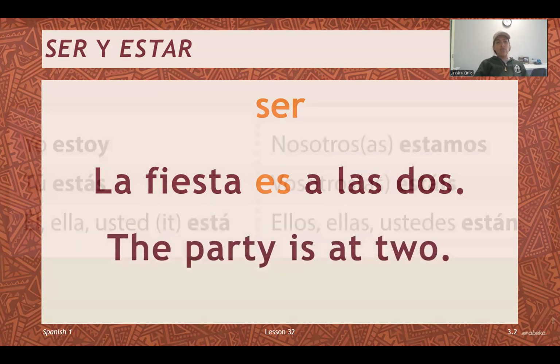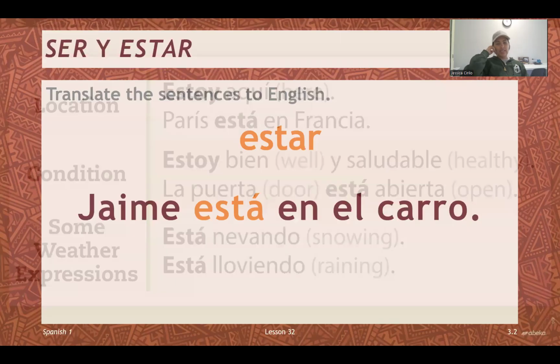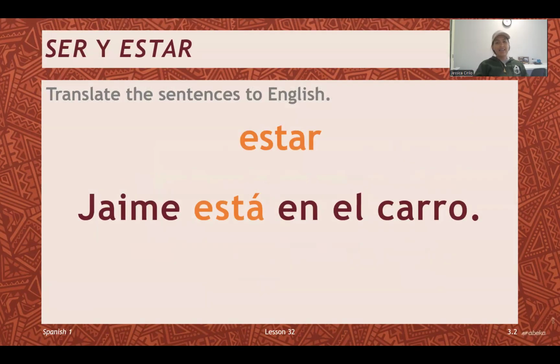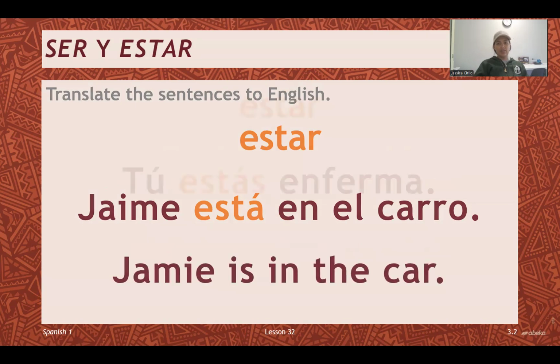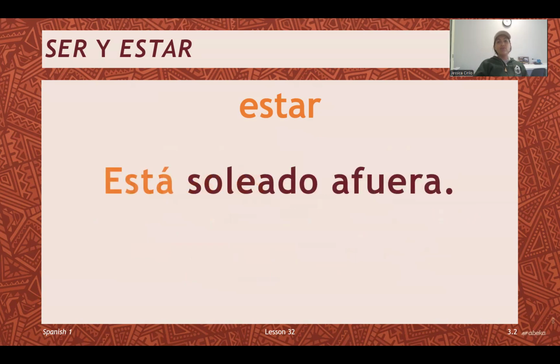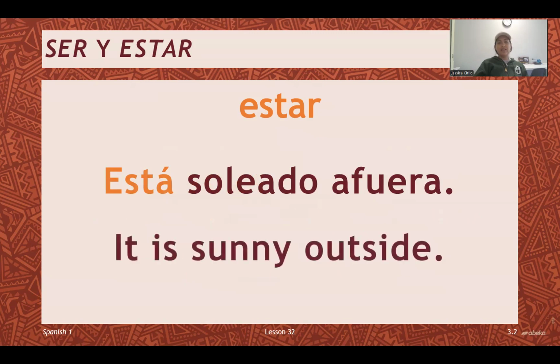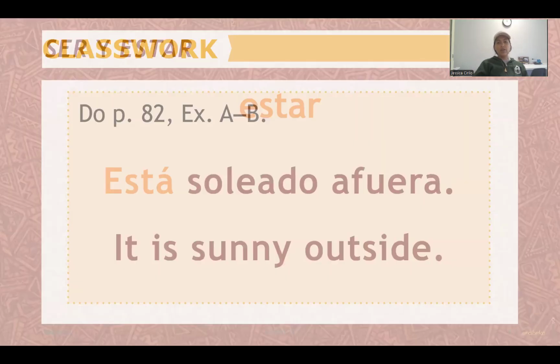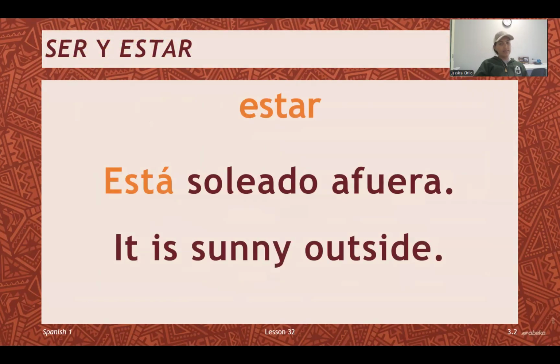Okay. Now for estar, translate these ones. Jaime está en el carro. You are giving location in this example. Jaime is in the car. Tú estás enferma. This is condition. You are sick. Está soleado afuera. You are talking about weather. It is sunny outside. Some of you might recognize the afuera in this sentence from last year.